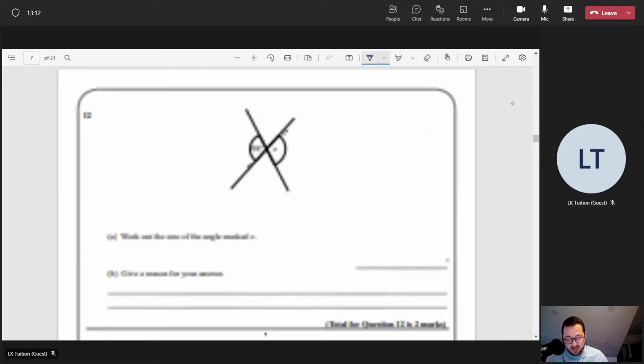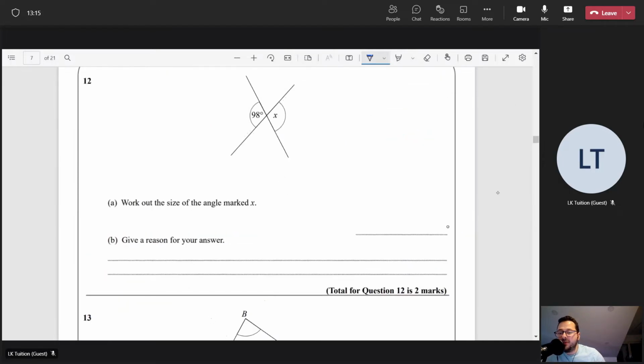All right, next question then. Number 12, work out the size of the angle marked X. Well, this is an X angle, or you can call it vertically opposite, and the opposite ones in the X are equal. So X is just 98, and the reason is vertically opposite angles are equal.